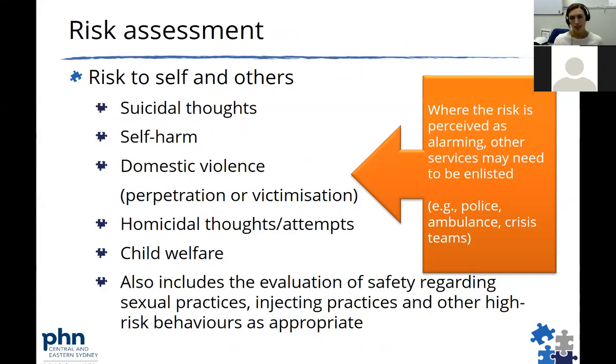It's really important to assess the risk a client poses to themselves or others in the informal assessment interview and to monitor this throughout treatment. So there are several areas of risk that should be assessed and monitored throughout treatment, including suicidal thoughts, self-harm, domestic violence, both the perpetration and victimization, homicidal thoughts and attempts, and child welfare, as well as the evaluation of safety regarding sexual practices, injecting practices, and other high-risk behaviours.